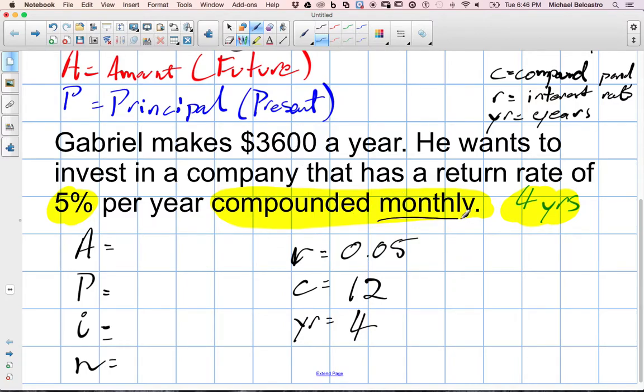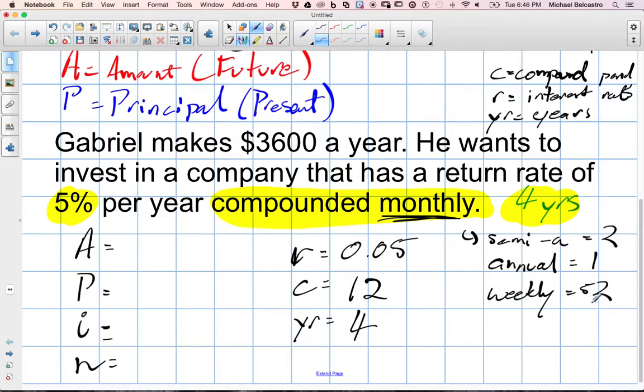And then this can be interchanged with a lot of different words. You have your semi-annual, which would be twice a year. You have your annual, which is once a year. You can have weekly, which is 52 times a year. And then they even have things like bi-weekly, accelerated bi-weekly. There's tons, but these are the most common ones you would use. Semi-annually is every 6 months, so half a year. Okay, so now we got that information.